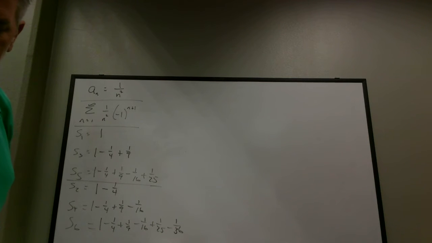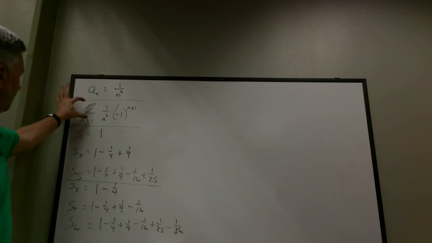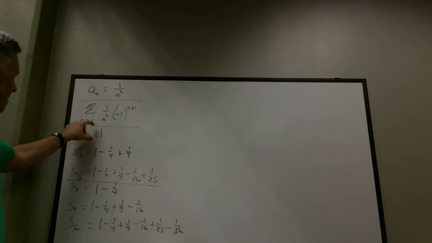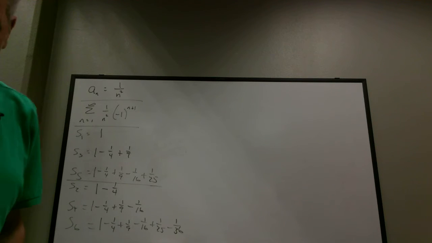Okay, so again, those are all written out in the notes there. That's where they're coming from. So remember, S6 is the sum of the first 6 terms, S5 is the sum of the first 5 terms, S1 is the sum of the first term. Okay, so there we have it.